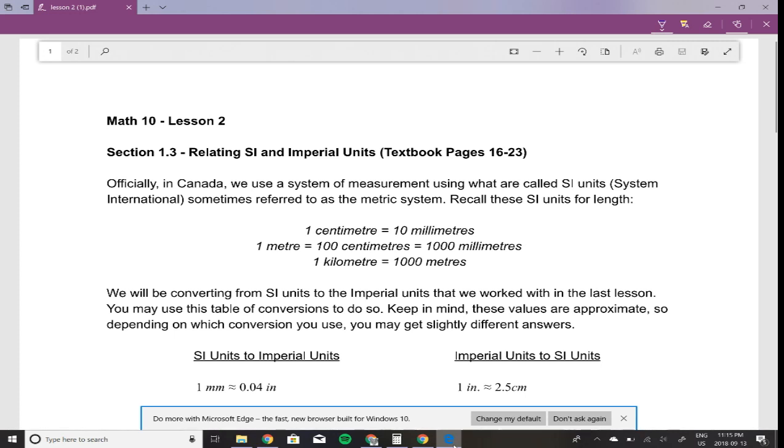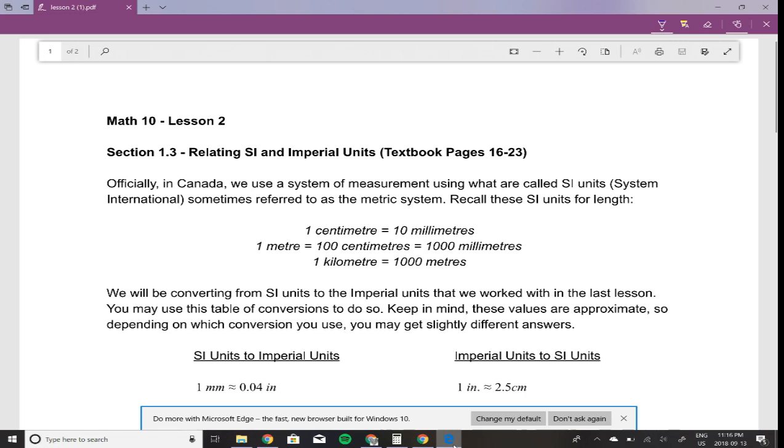So officially in Canada, we use a system of measurement using what's called SI units, or System International, sometimes referred to as the metric system. So we're going to recall these SI units for length. These are things we've seen before in previous grades. A centimeter is equal to 10 millimeters. A meter is 100 centimeters. 100 centimeters is 1,000 millimeters. A kilometer is 1,000 meters.